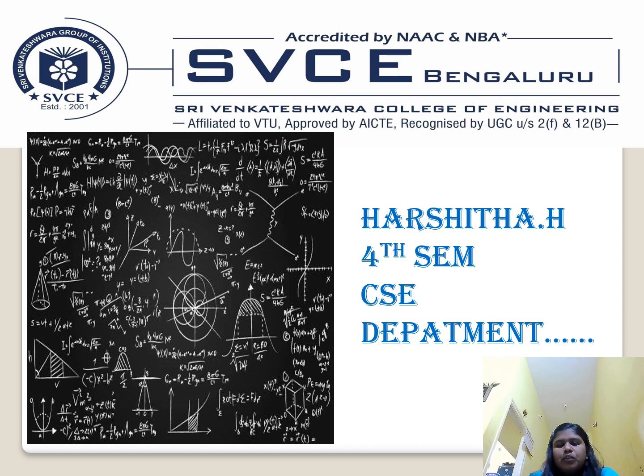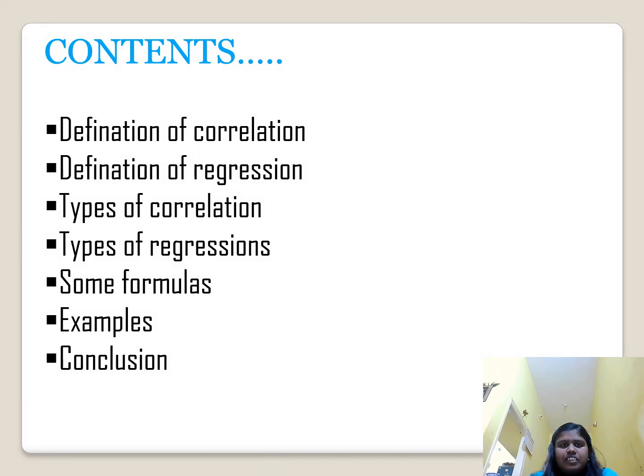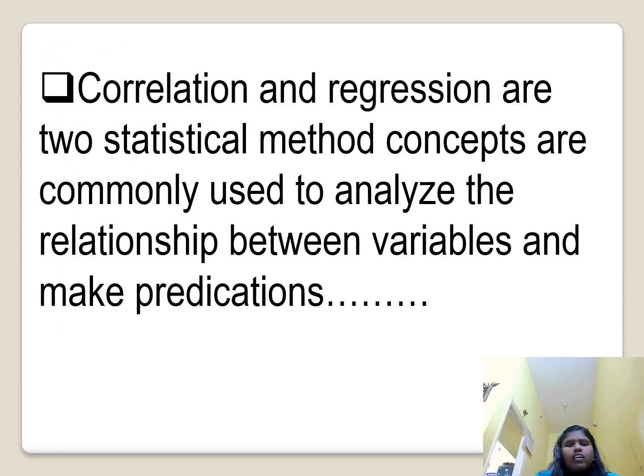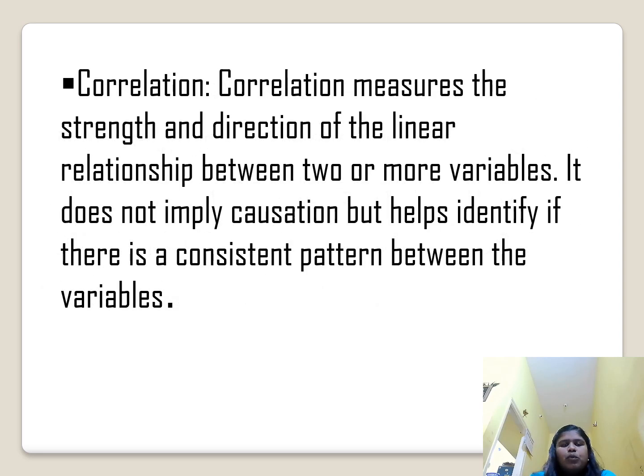Today we are going to learn about correlation and regression. The contents are definition of correlation, definition of regression, types of regression, some formulas, example and conclusion. Correlation and regression are two statistical concepts commonly used to analyze the relationship between variables and make predictions.